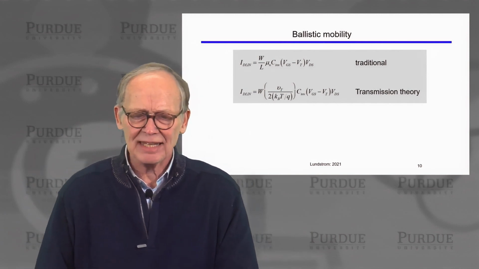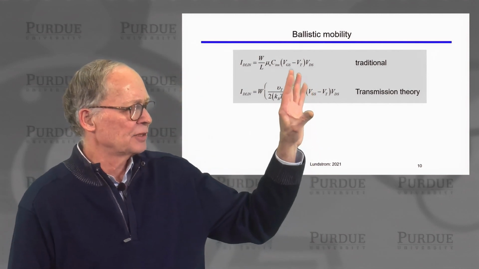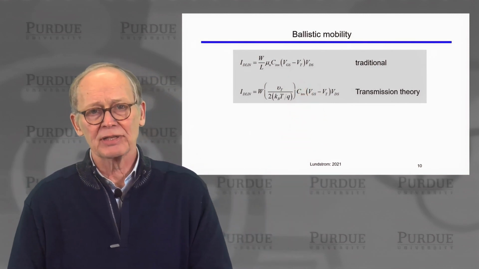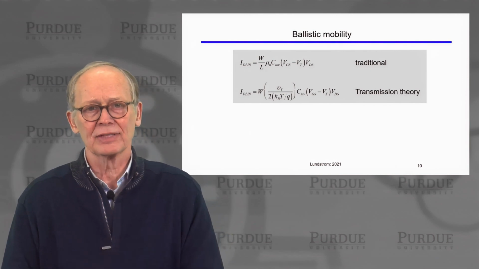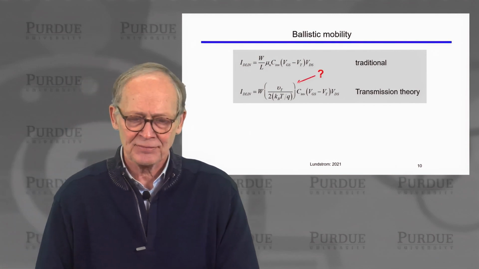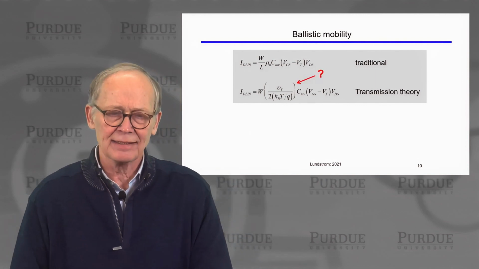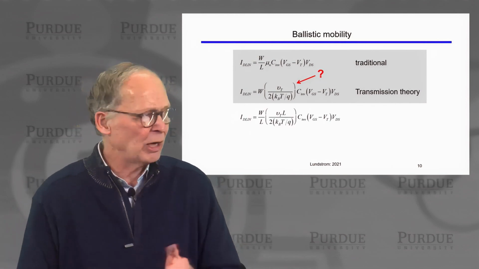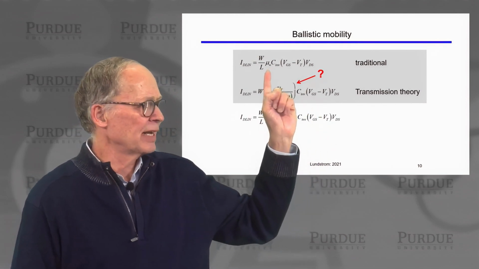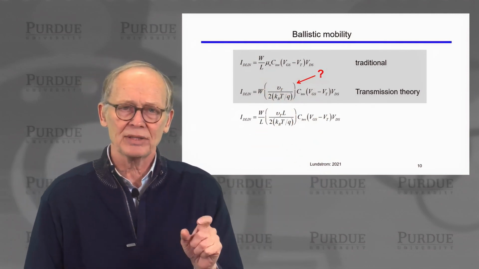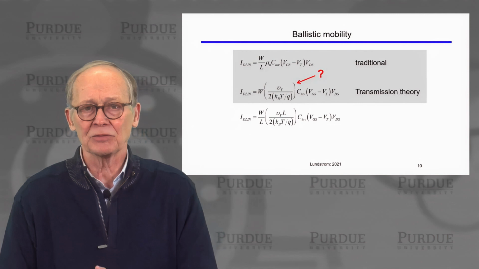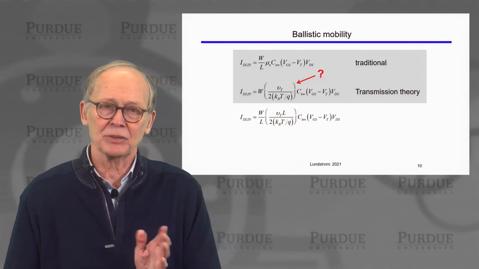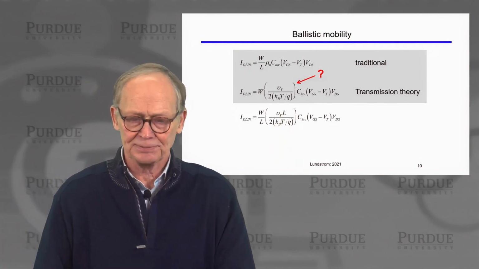Okay, so let's take a little more look at these 2 expressions. The traditional expression and the expression that comes from transmission theory for the ballistic MOSFET look quite different, but they're really not that different. So let's take a look at the expression in parentheses and see if we can make sense of it. First of all, you notice the traditional expression has a factor W over L, width of the MOSFET divided by length of the channel, out front. So let's divide by length and then let's multiply by length. So we haven't changed our transmission expression.